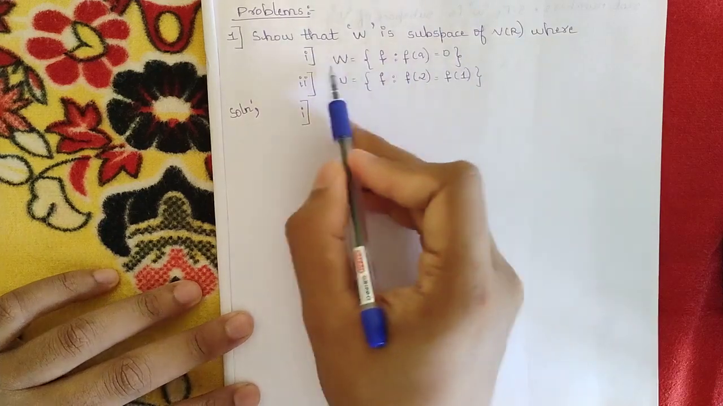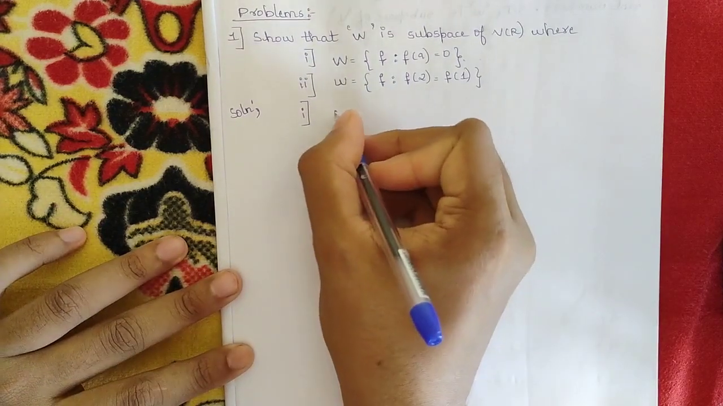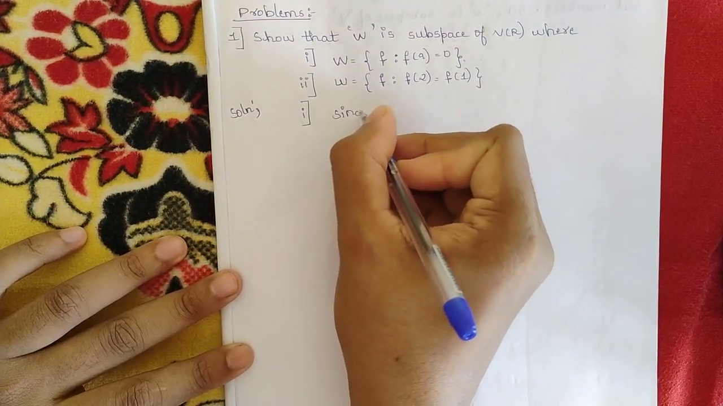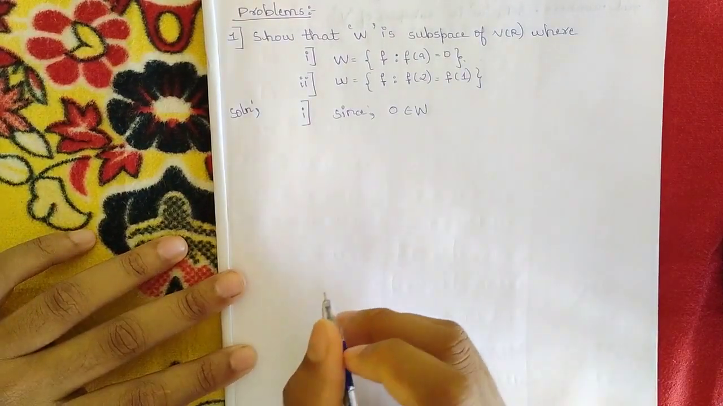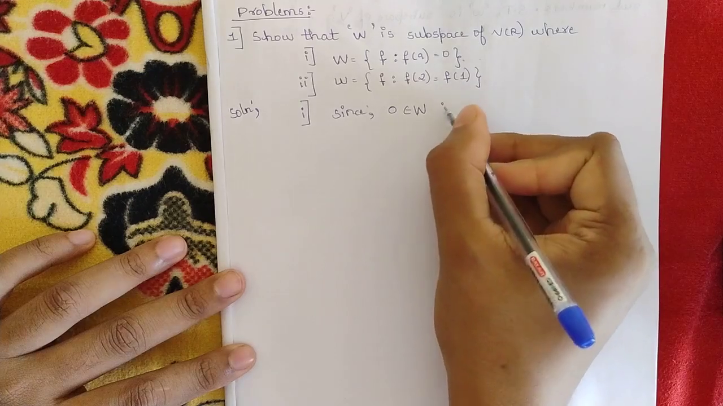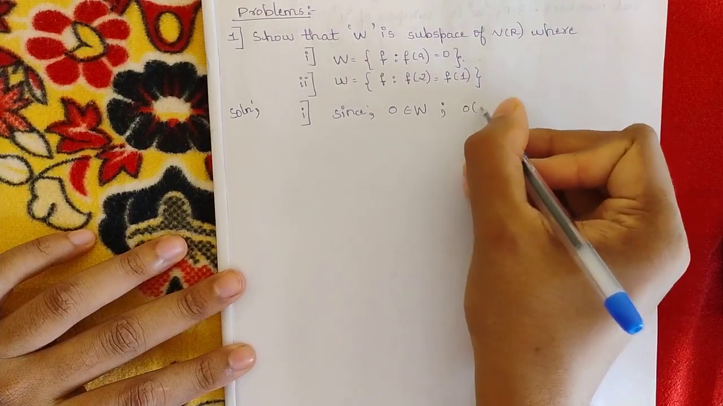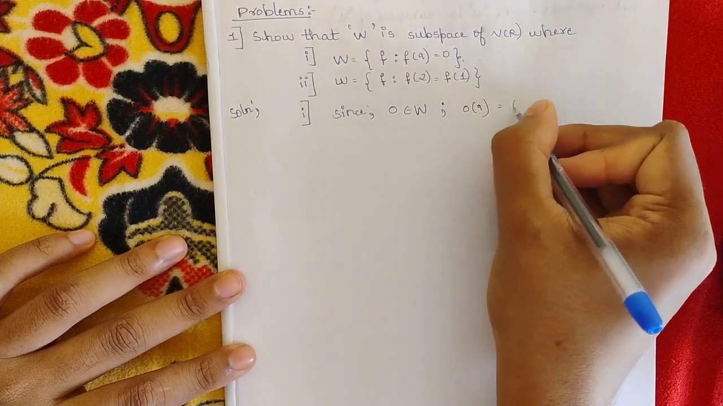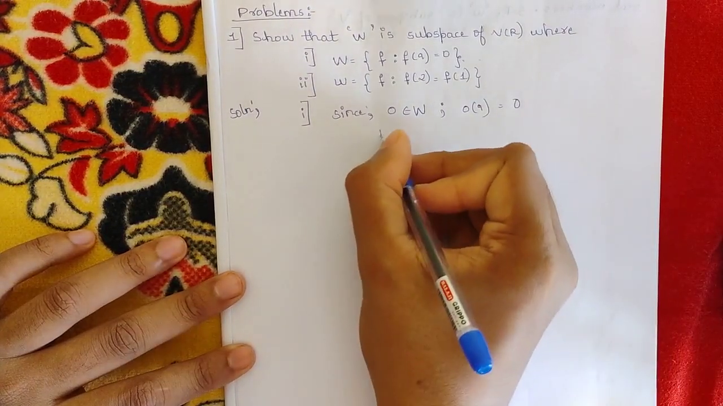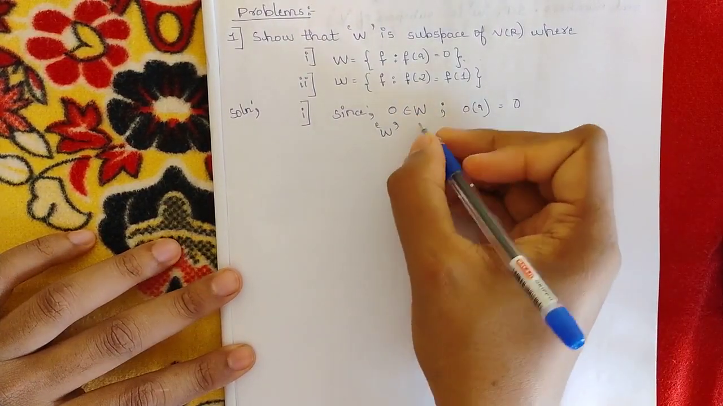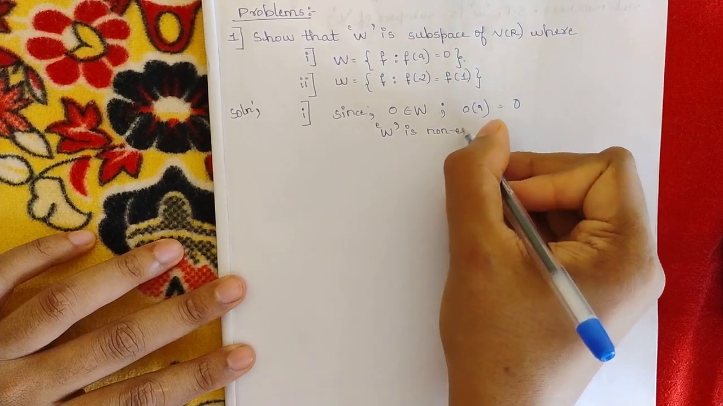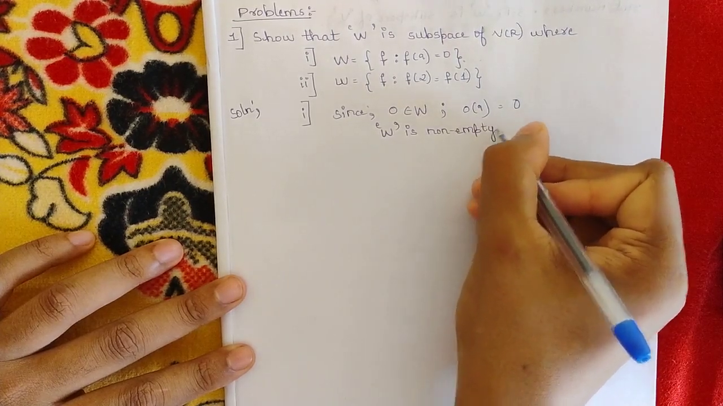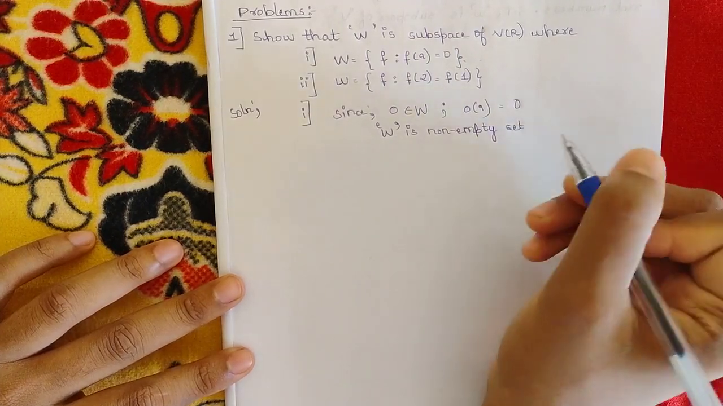That is this one, okay. Let us solve for this one. Since they mentioned here 0 and 0 belongs to the set of whole numbers, right? So we can conclude by saying that 0 of 9 equals 0. So we can conclude that W, that is the set of whole numbers, is a non-empty set. Okay, so we can go further in this problem. So this is one condition proved here.